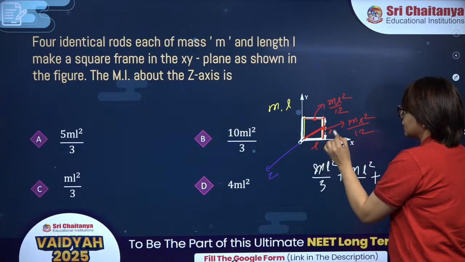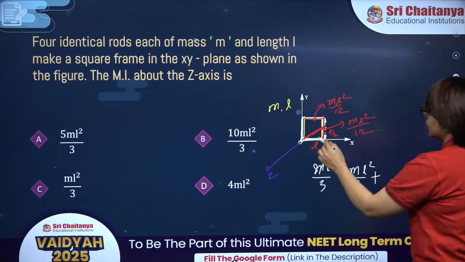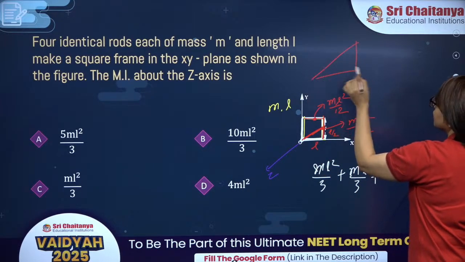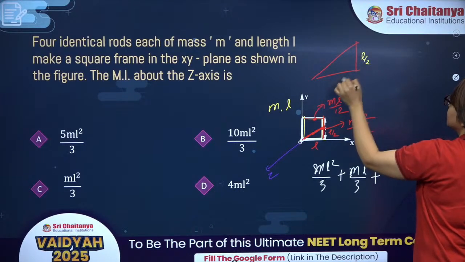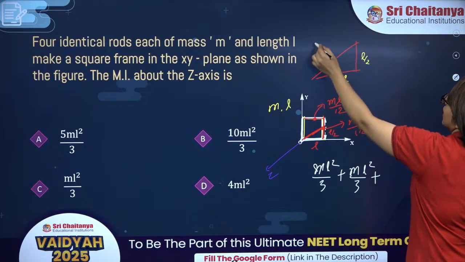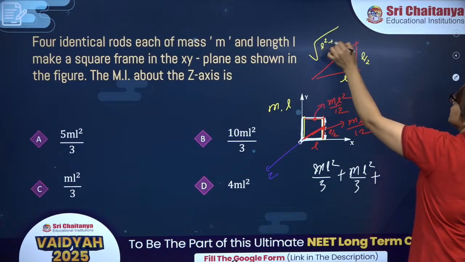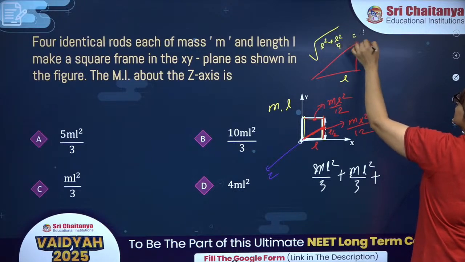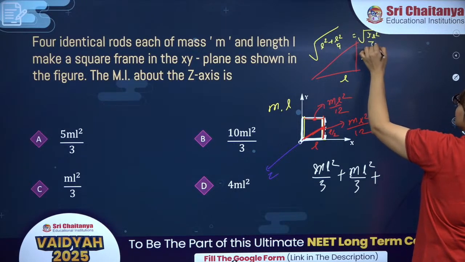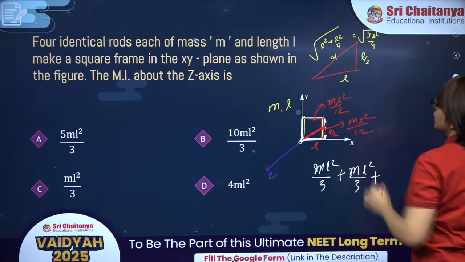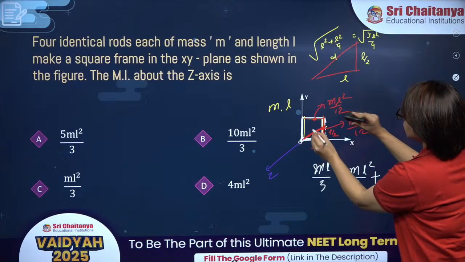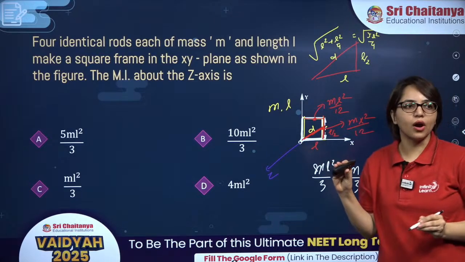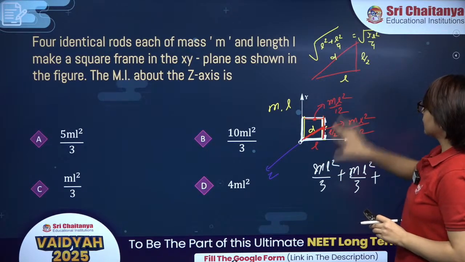So, this is L by 2. Fine. So, if you apply Pythagoras theorem, L by 2 and L, it will be under root of L square plus L square by 4, which is under root of 5 L square by 4. This is nothing but the D. This axis is like this and this is like this. So, this is nothing but the D.